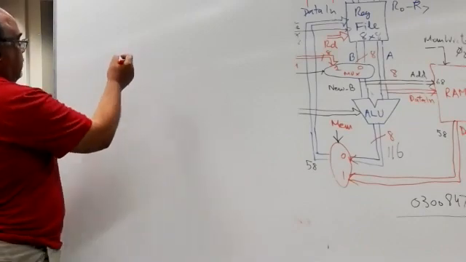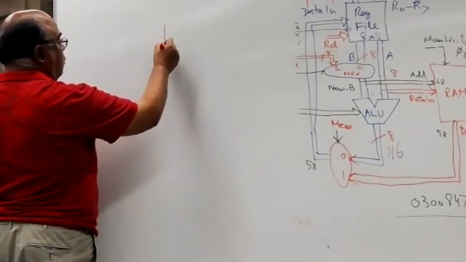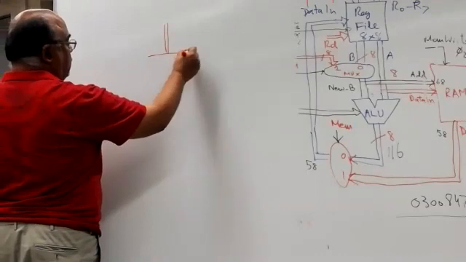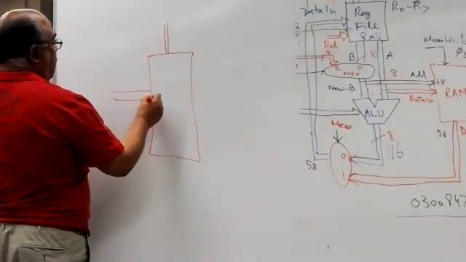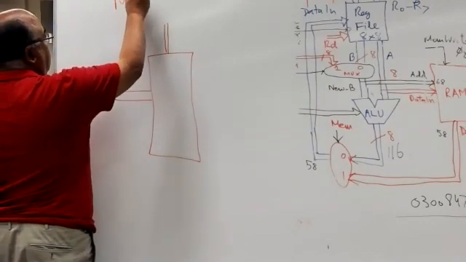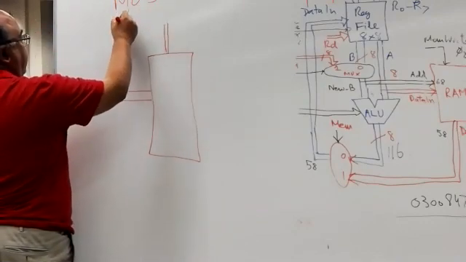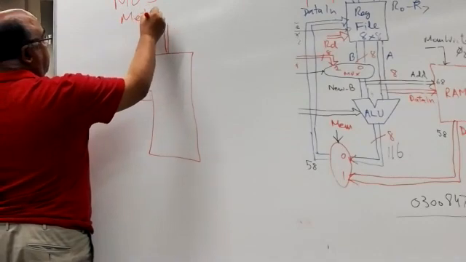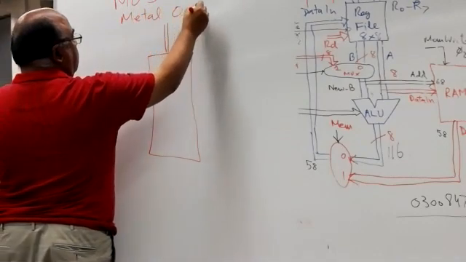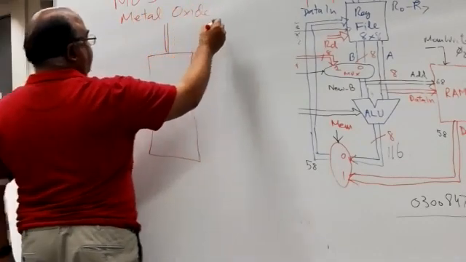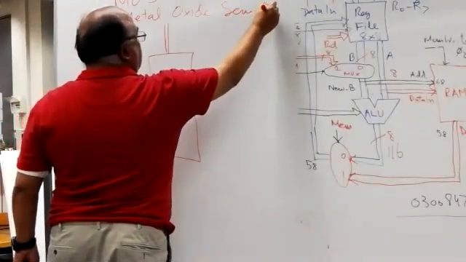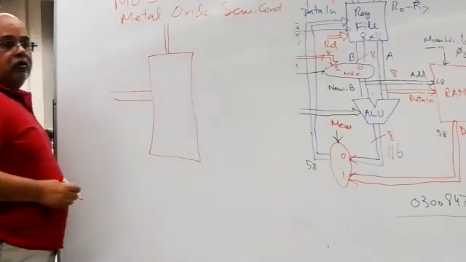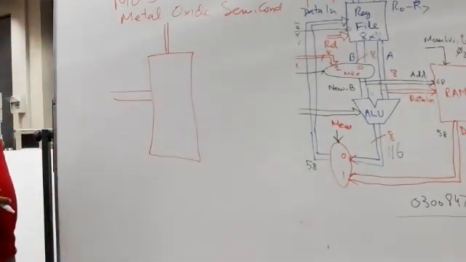So basically, I just wanted to explain how a transistor works. So this is the basic MOS transistor, which means metal oxide semiconductor. So this is metal oxide semiconductor transistor.